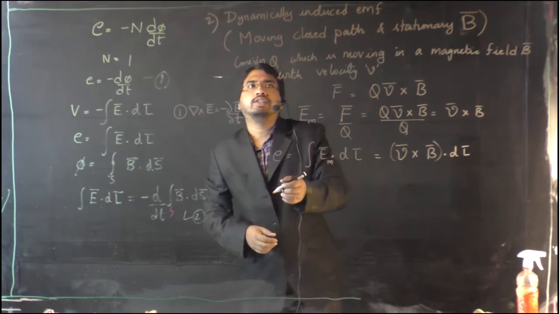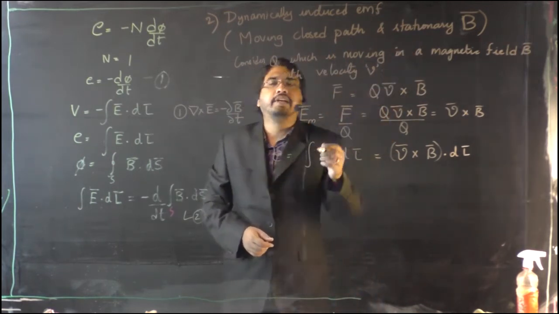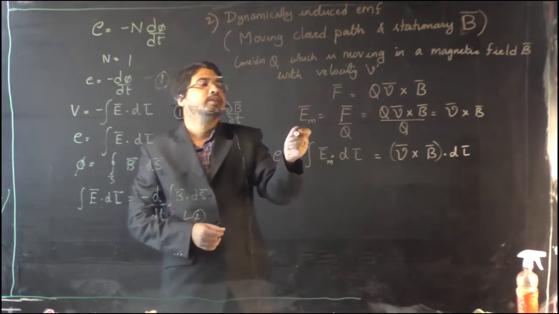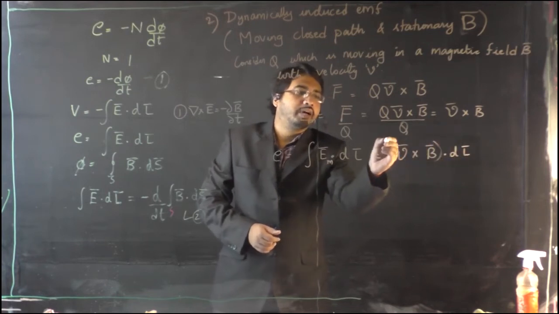What is the second condition? Your conductor or closed path is moving and your magnetic field is stationary. So for that, what we got? E equal to V bar cross B bar dot dl bar.